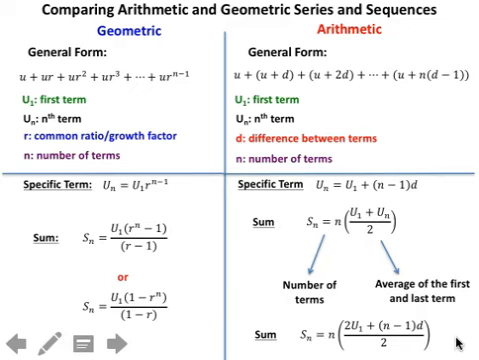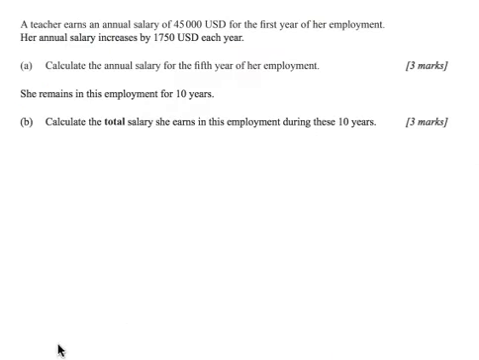From here, we're ready to move on to some practice problems. So let's take a look at our first practice problem. In this problem, it says that a teacher earns an annual salary of 45,000 US dollars for the first year of her employment. Her annual salary increases by 1750 each year. The first part of the question says calculate the annual salary of the fifth year of her employment. And we're looking just for the annual salary, not the total amount she makes.